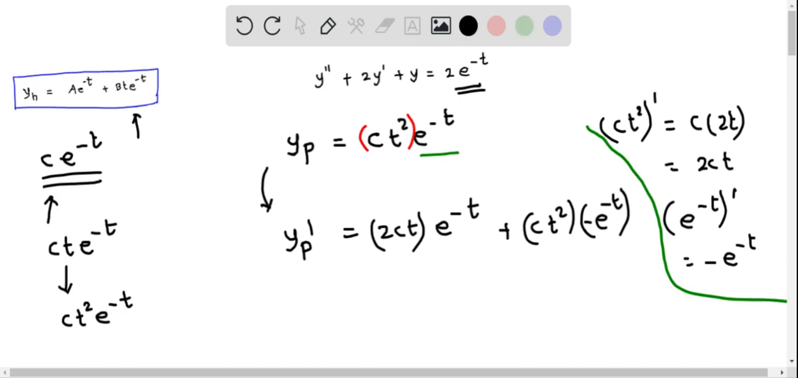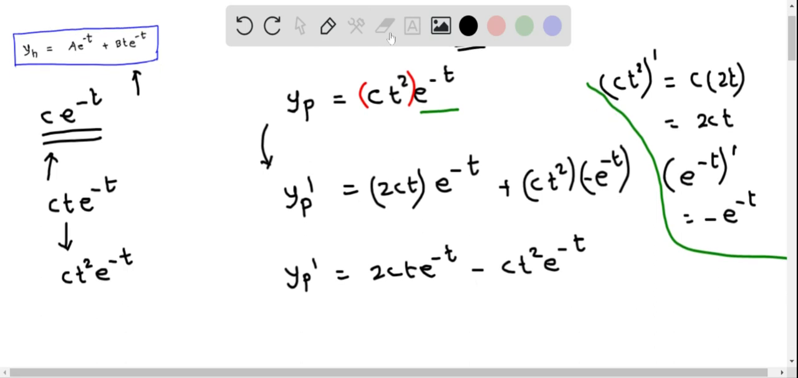Let's simplify this. So we have yp prime. This equals 2ct e power negative t, and the second term is a negative, so I put negative ct square e power negative t. Let's continue, and we'll do one more differentiation. So this is c times t squared. So let's find the derivative of this expression.